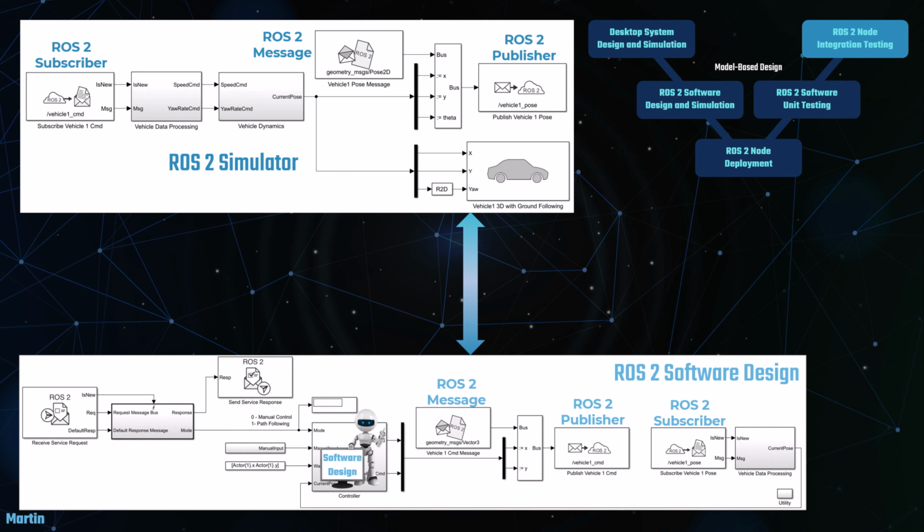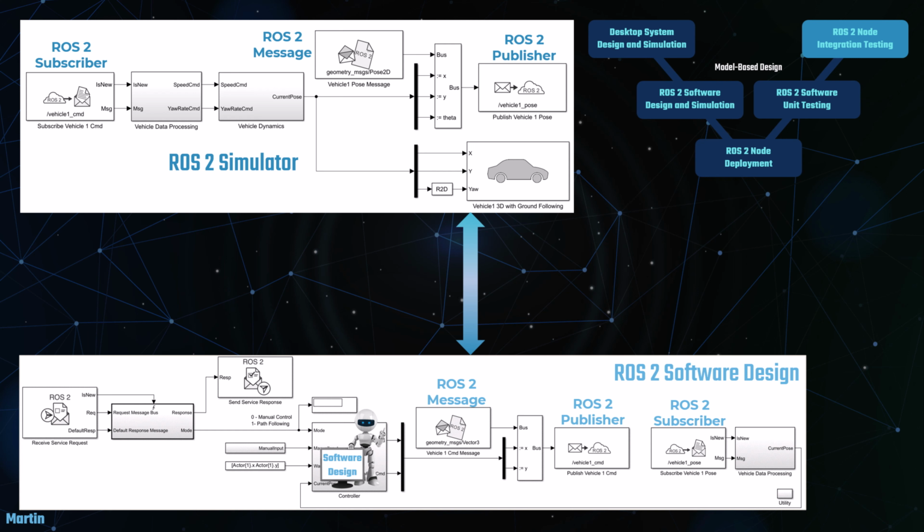Next, we'll move on to ROS2 node integration testing. In this phase, we'll focus on verifying that all the ROS2 nodes work together as intended. Integration testing ensures that the individual components, such as the controller, sensors, and vehicle dynamics, not only function correctly on their own, but also interact properly within the larger system.